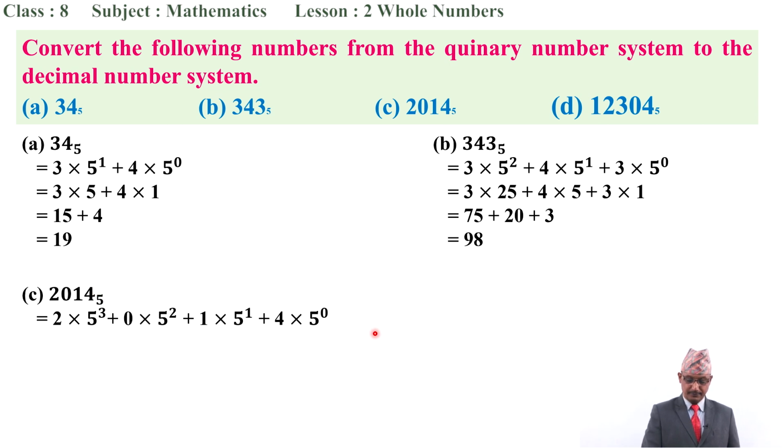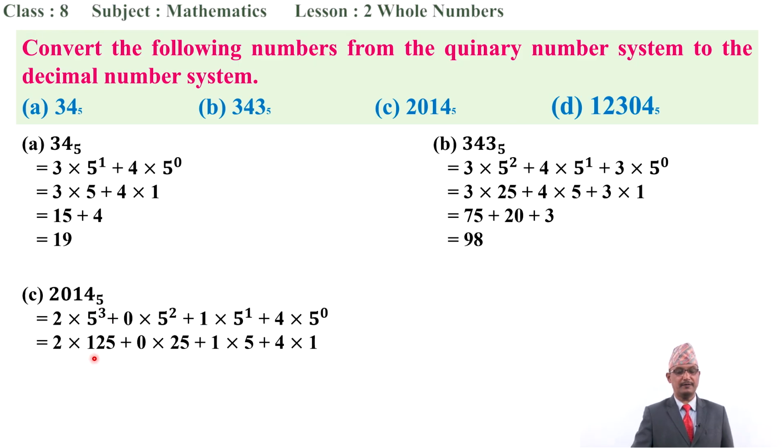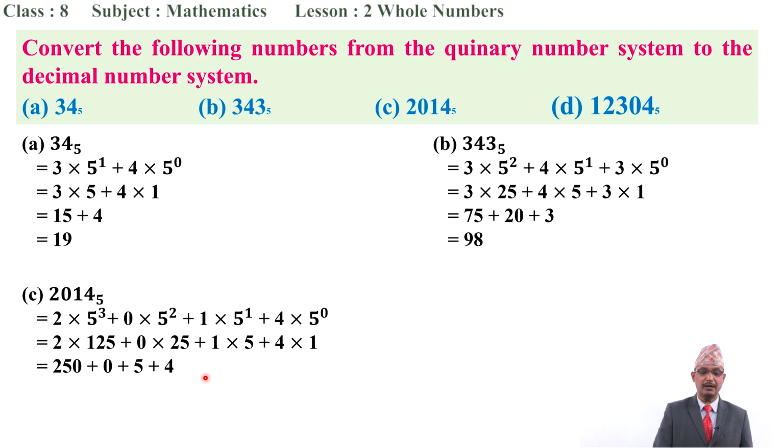5 cube is how much? Yes, you are correct, 125. So 2 times 5 cube means 125 plus 0 times 5 square means 25 plus 1 times 5 to the power 1 means 5 plus 4 times 5 to the power 0 means 1. So 2 times 125 is 250. 0 times 25 is 0 plus 1 times 5 is 5. Similarly, 4 times 1 is 4. Now use your calculator and tell me how much have you got.